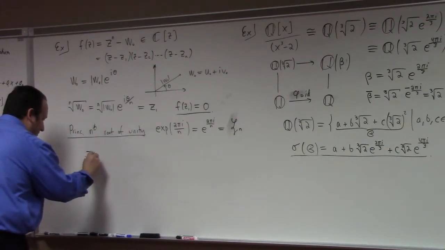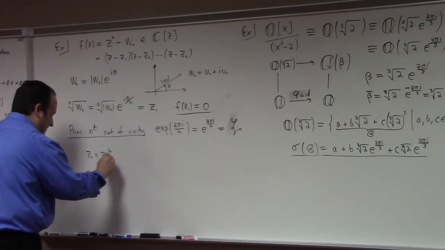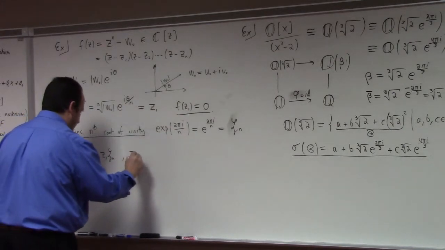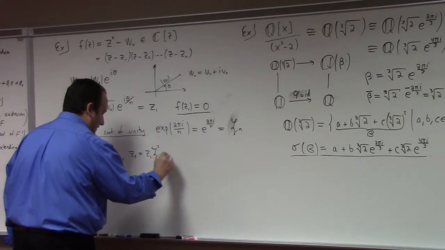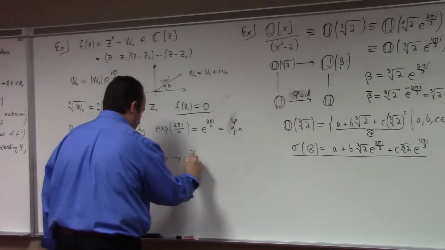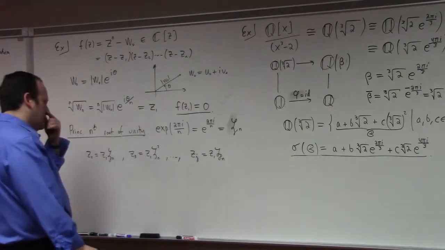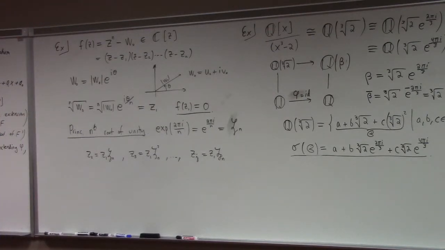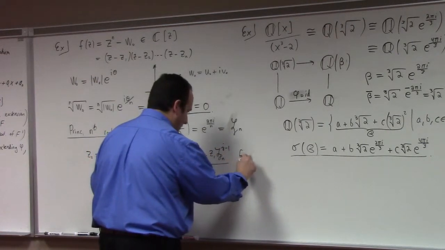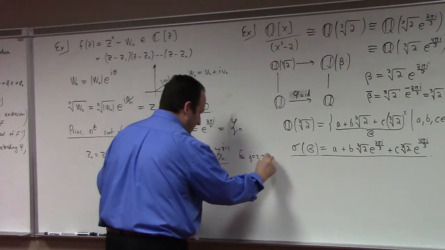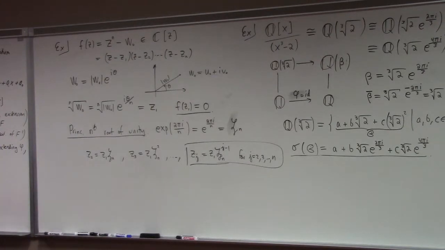So z2, you just take z1 times zeta n, and then z3, you take z1 times zeta n squared, and so forth. The jth one will just be equal to z1 times zeta n to the what? Looks like j minus 1. And those are the roots of this polynomial.